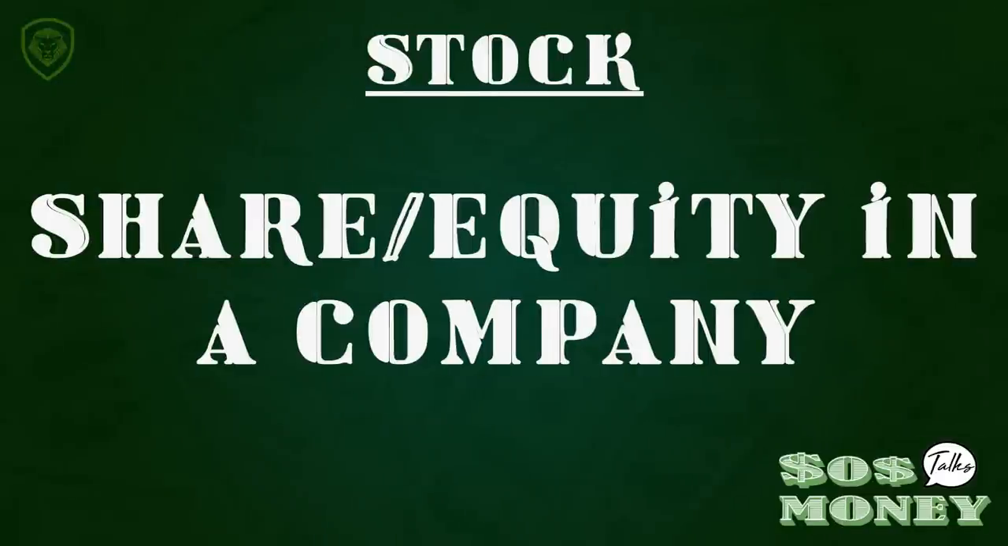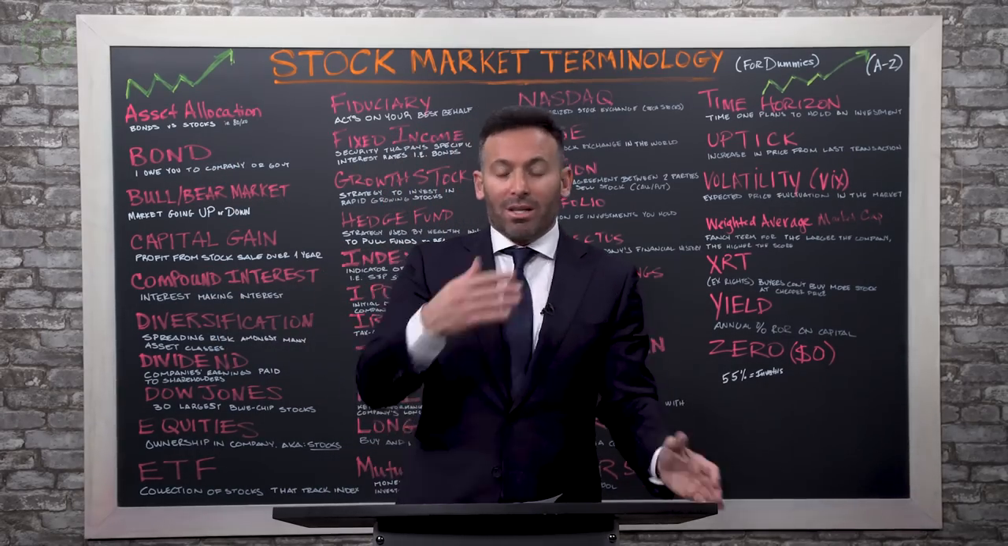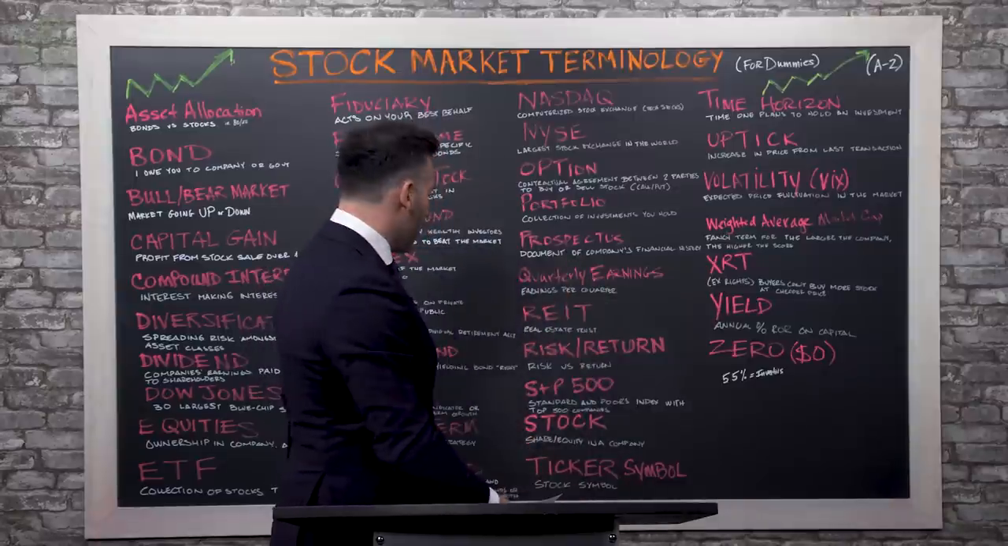Moving right along, you got stock. This is share. This is equity. This is owning a piece of a company. We cover that in equities. Stock, you got stock in a company. The stock is growing. That's stock. Here we go. You got stock. You got bond.